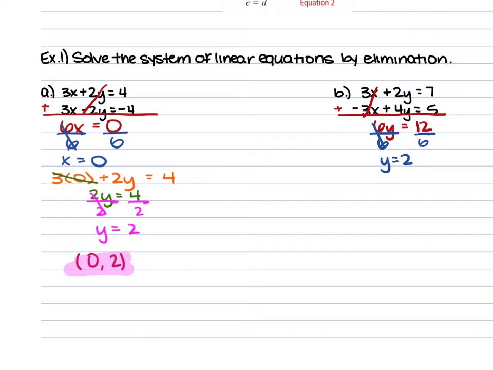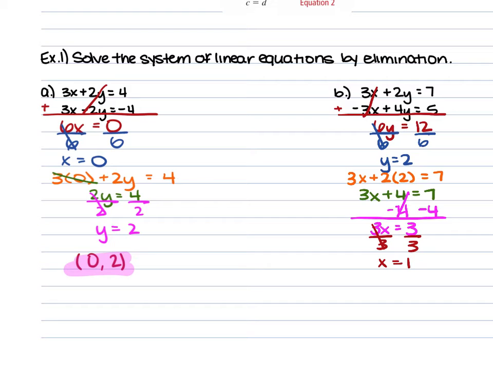From here, we take that y and we plug it into one of the original equations. I'm just going to use the top one. So I'm going to have 3 times x plus 2 times y, which we said was 2, is equal to 7. The 2 times 2 is 4, so that's 3x plus 4 is equal to 7. We subtract that 4 from each side. So we have 3x is equal to 3. And then we divide each side by that 3 to get that x is equal to 1. So we have that y is equal to 2, that x is equal to 1. That gives us a solution of 1, 2.